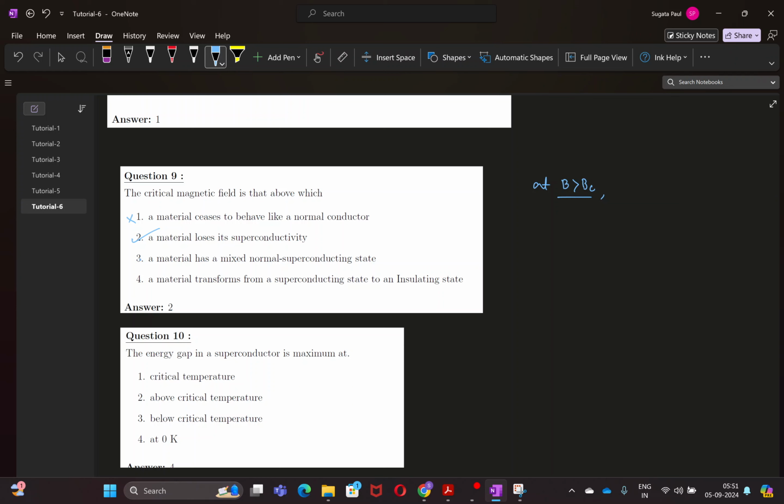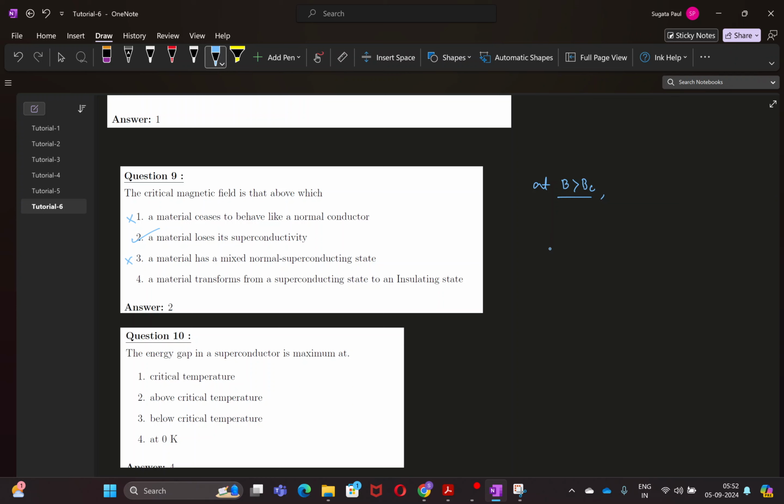Let us also read option number 3 and 4. Option 3 says that the material has a mixed normal superconducting state. This is incorrect. Whenever nothing is mentioned explicitly, we assume that we are talking about type 1 superconductivity. We know that there are two types of superconductors, type 1 and type 2. Mostly type 1 is commonly known and well understood, and it can be explained by BCS theory. But type 2 is still not very well understood, and BCS theory does not explain type 2 superconductors.